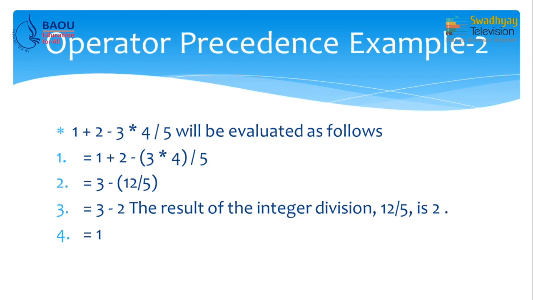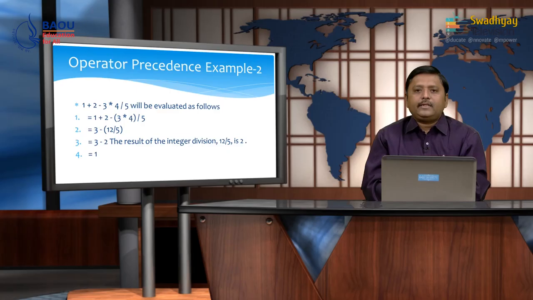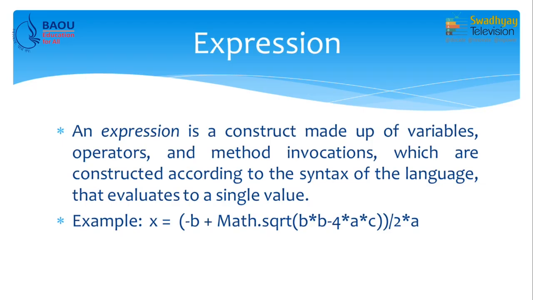So, this is an example where we use operators with higher precedence and same precedence, and we know what will happen when two operators have the same precedence. Remember, they will be evaluated from left to right. So, the operator on the left in an expression will be evaluated first.